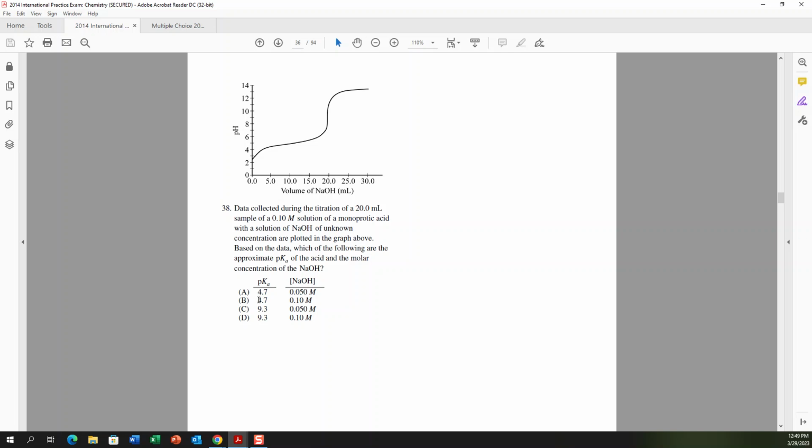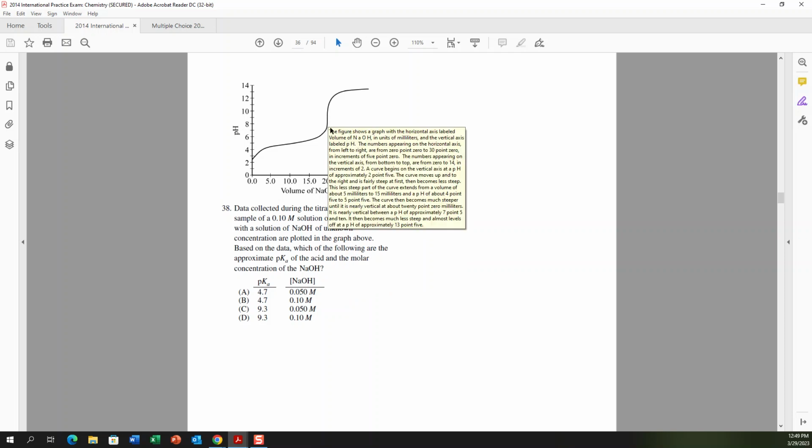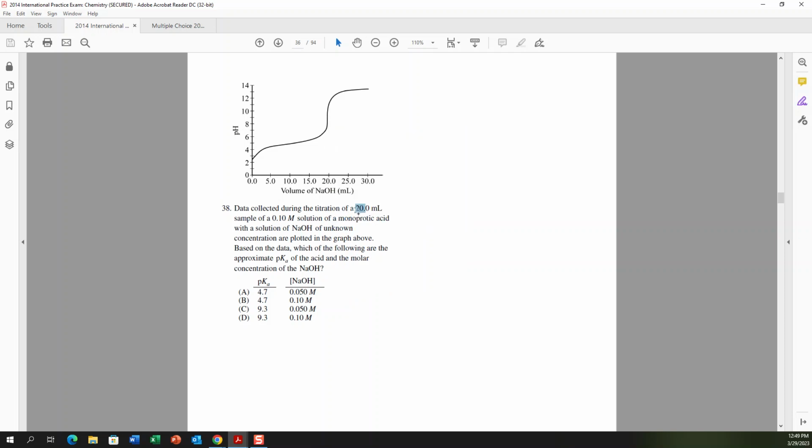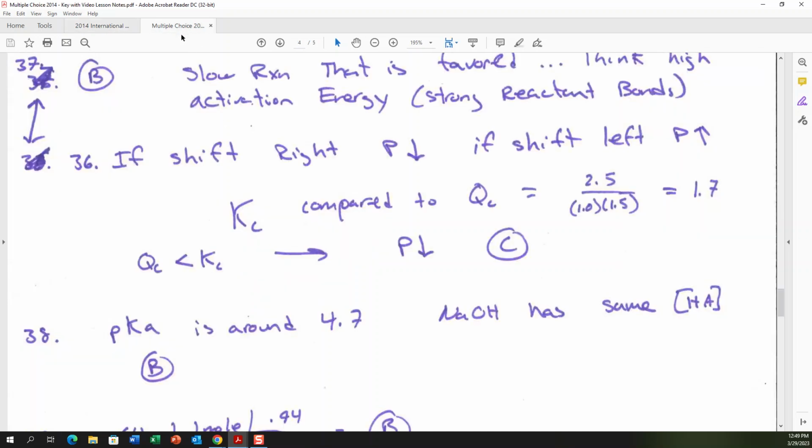And then we've got to figure out the molarity of the NaOH that was titrating. So the volume of NaOH required was 20 milliliters, because that's the equivalence point. And we were titrating 20 milliliters of an acid. So it took the same volume of NaOH as the acid we started with. So therefore, the NaOH has to be the same molarity. So the answer should be B for 38.